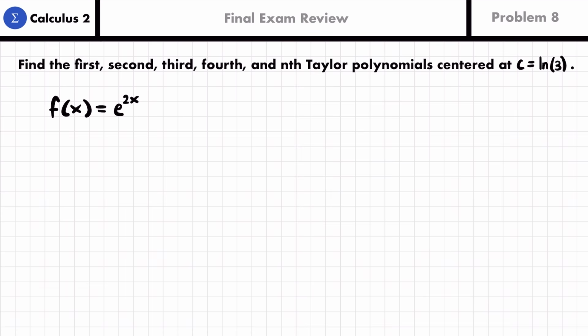For problem 8, we want to find the first, second, third, fourth, and nth Taylor polynomials centered at c equals the natural log of 3. And our given function is f of x is equal to e to the power of 2x.